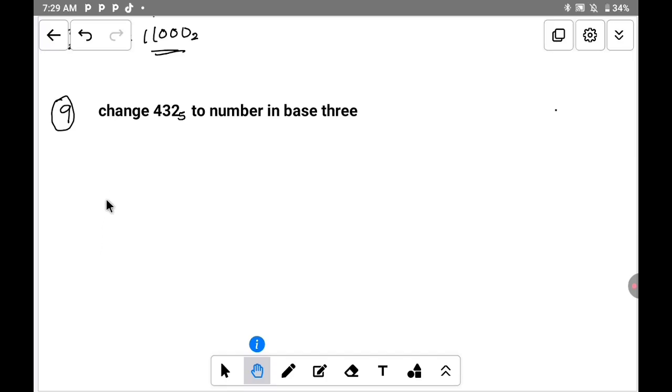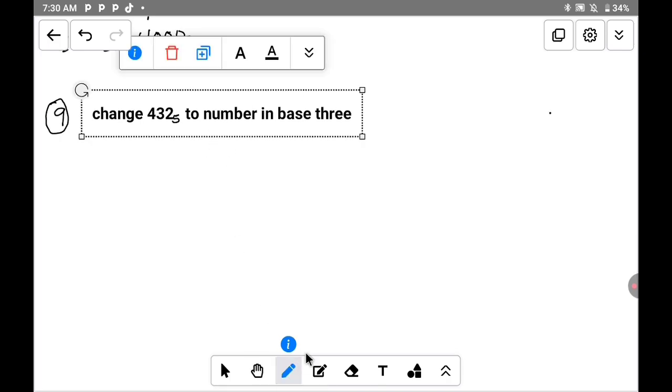We are still on this number base system, and here is question 9. Question 9 is to change 432 in base 5 to a number in base 3. So let's look at the way we solve it.